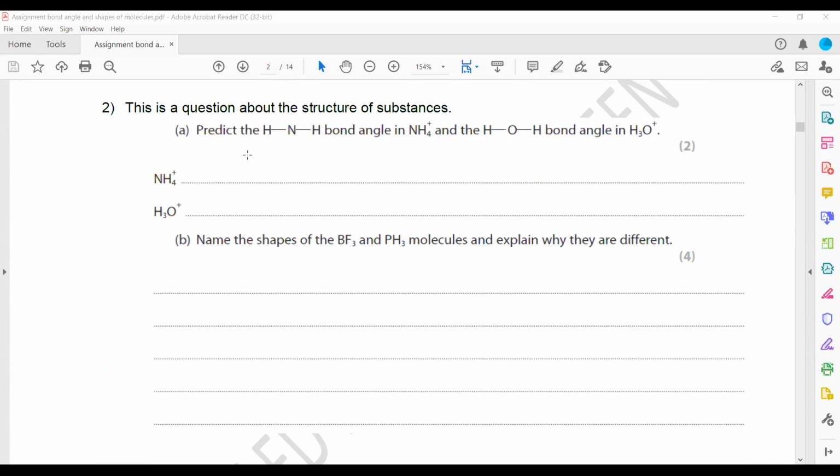What we have to do, predict the bond angle in NH4+ and the HOH bond angle in H3O+. So how we can predict this? So first, whenever we want to predict, we have to check the geometry. We have to check the structure. So when you have NH4, I will use the space to draw NH4.